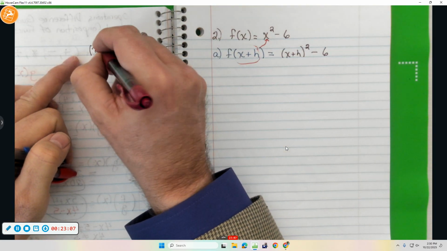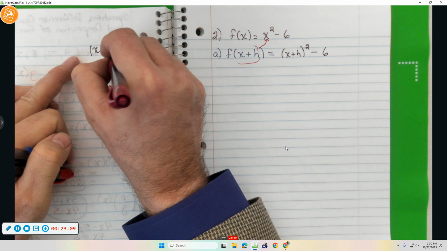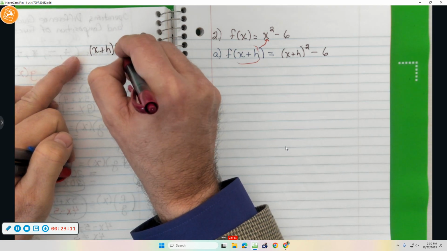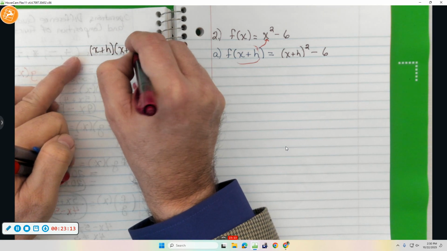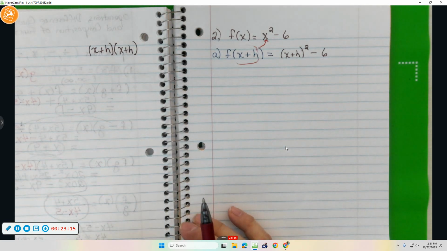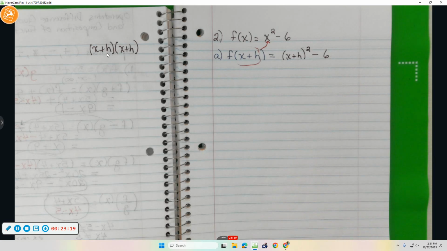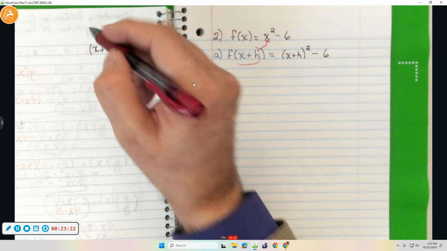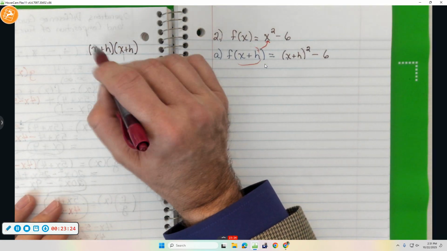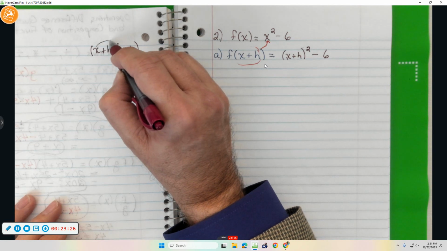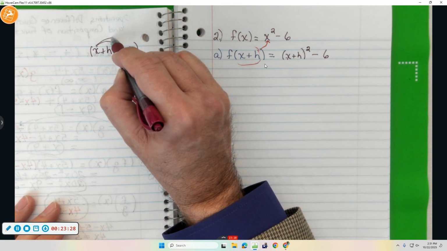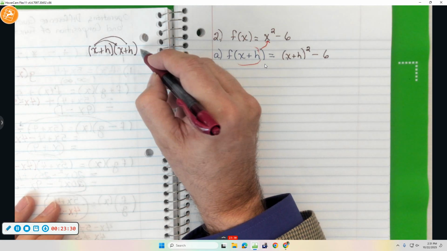On the second assignment. I'll give you a hint. Square means times itself. So what are we going to have to do to get this x plus h squared? We're going to have to FOIL it out. Write it twice and FOIL it out. And this is going to be my scratch paper. Right here, I'm FOILing out x plus h times x plus h.